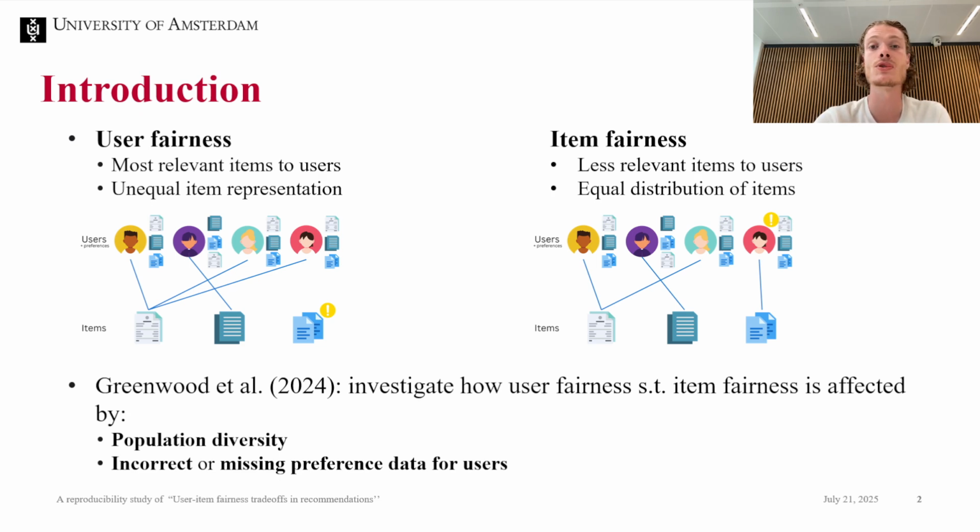Recommendation systems that just recommend the best fitting item to each user could create unfairness between items, with certain items being never or rarely recommended. On the other hand, algorithms that focus too much on item fairness might negatively impact user performance. The original work focused on this trade-off using a theoretical framework to investigate how user fairness subjected to item fairness is affected by population diversity and incorrect or missing preference data for users.